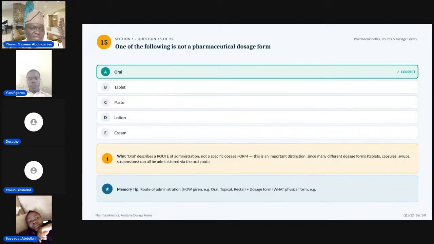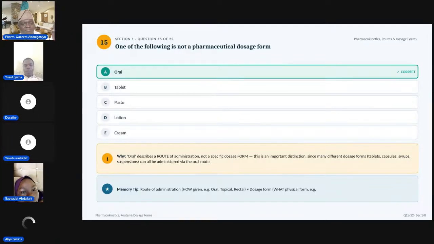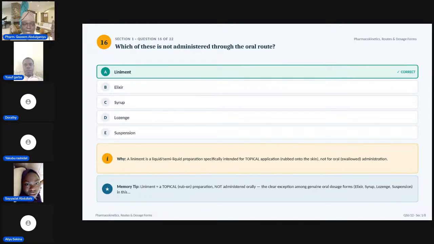Please note what I've just said now. If I want to change this question for you, I'll say one of the following is a route of administration, and I will still give you the same options. And the answer will still be A, the oral. Or I could say all of the following are pharmaceutical dosage forms except. Do you understand now? I could say all of the following are pharmaceutical dosage forms except, and I will leave it. So the answer will still be A, which is a route of administration. Do you understand now? And that solves it.